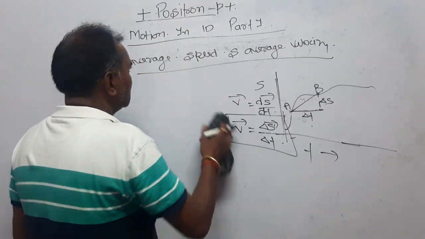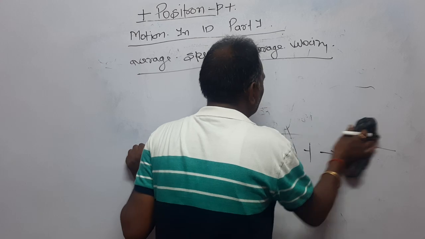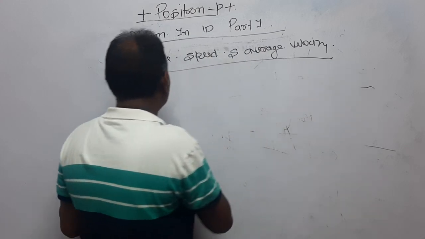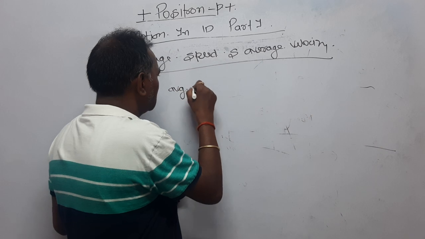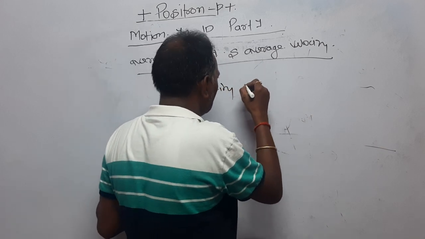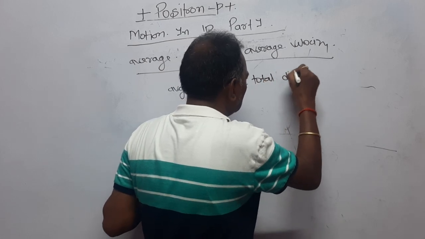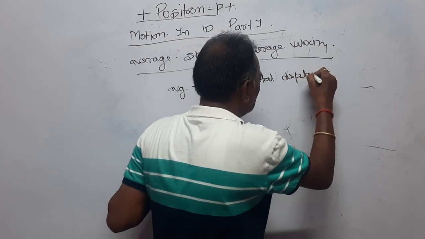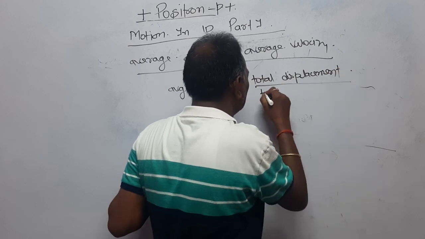Dear students, now we have to introduce the concept of average velocity and average speed. The average velocity is equal to total displacement over total time.